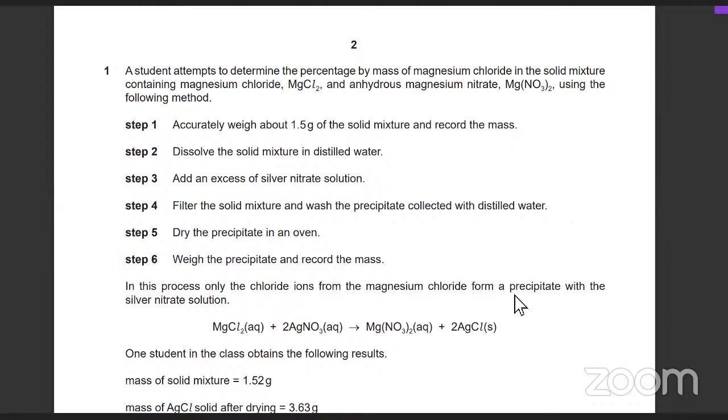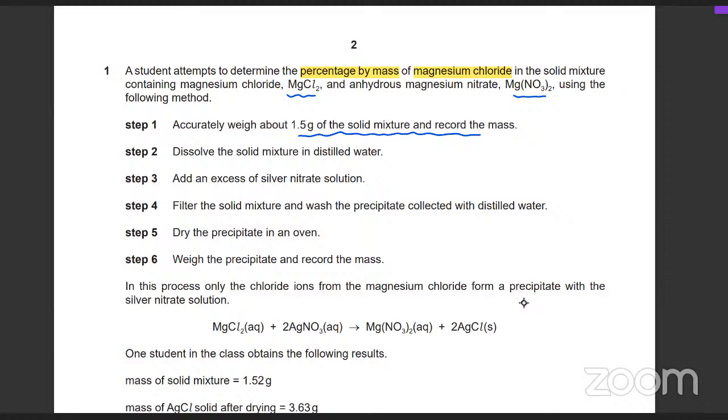It says that a student attempts to determine the percentage by mass of magnesium chloride in a solid mixture that contains MgCl2 and magnesium nitrate, using the following method. He takes 1.5 grams of the solid mixture and records the mass. He dissolves the solid mixture in distilled water.